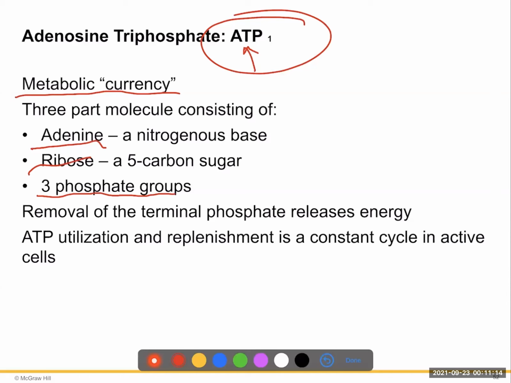So removal of the terminal phosphate, the last phosphate, because you got your base, you got your sugar, and you got your 3 phosphate groups in line here. So breaking this last bond here to release that phosphate gives you off energy. So removal of the terminal phosphate, okay, releases energy, and replenishes in a constant cycle. So our Krebs cycle, our Calvin cycle, the different electron transport chains going down, all create ATP. And ATP is used by breaking this bond here and releasing energy.